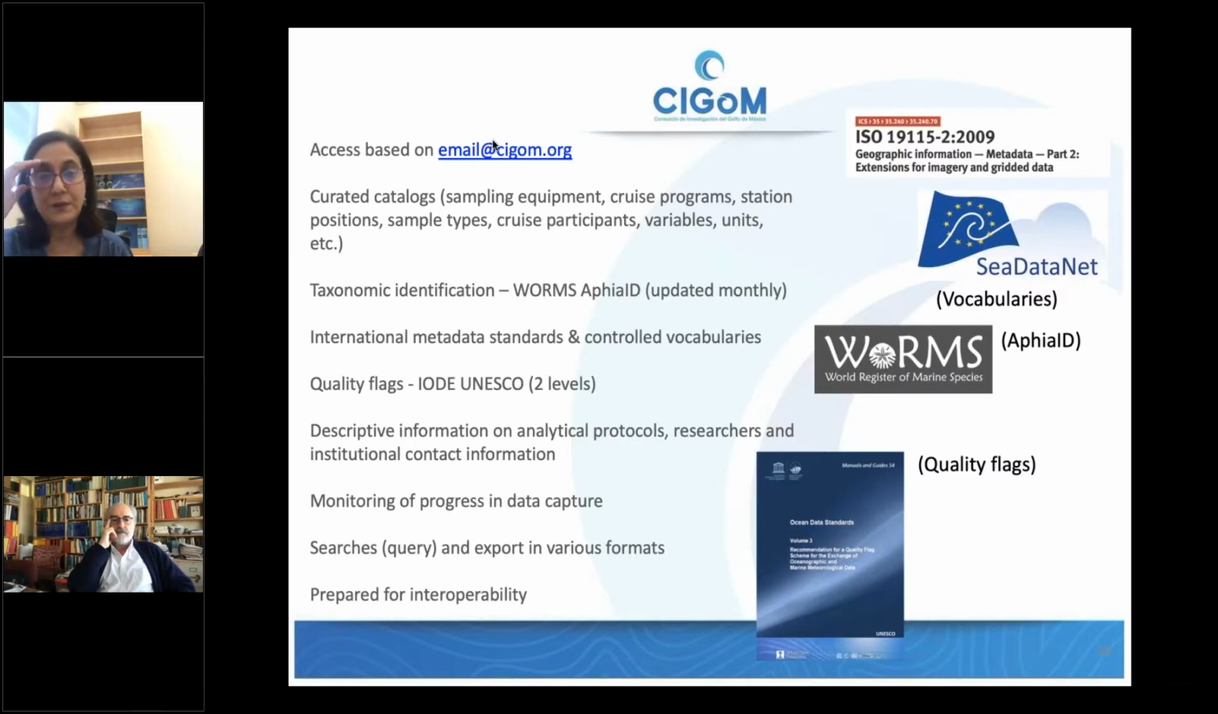Some of the characteristics of this database include that we can control the permissions using emails that are basically given out to participants of the consortium, and those are at cgom.org. And then we have a whole list of curated catalogs. We have taxonomic identification within the database.